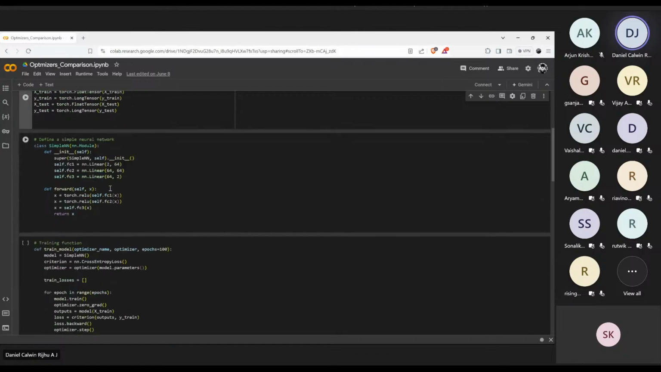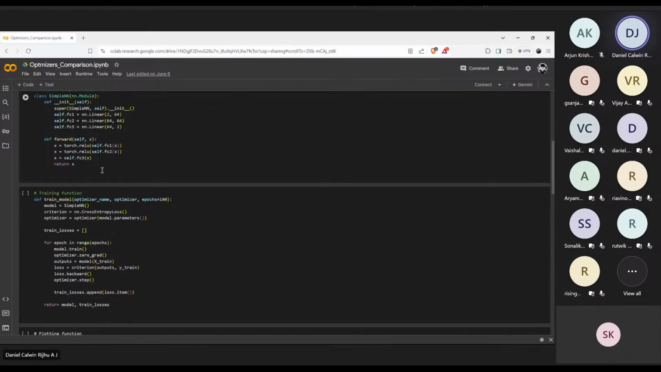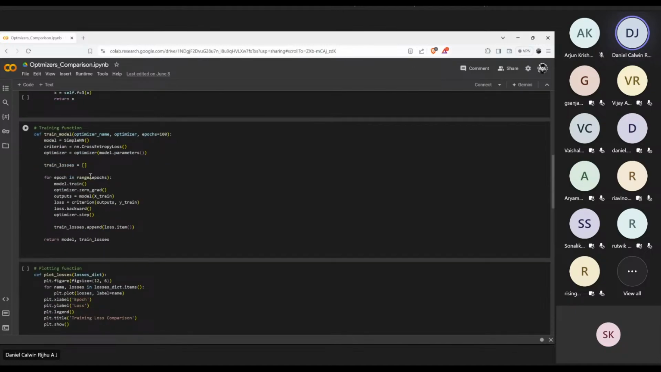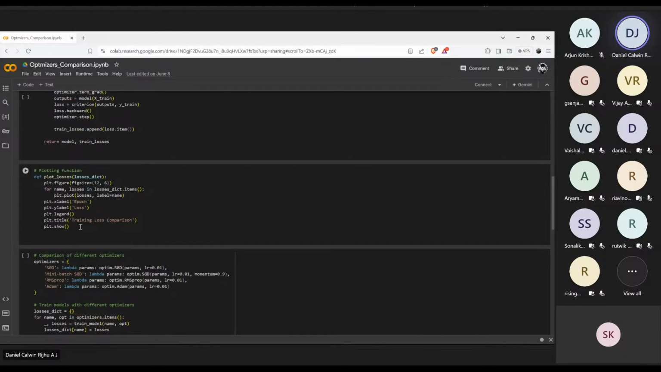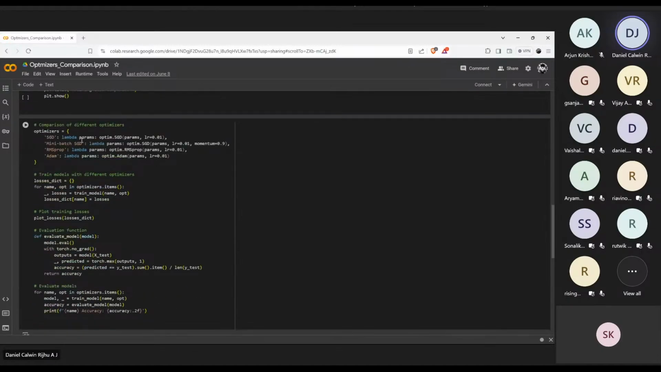After that, it's going to be just the construction of neural networks, which you guys will be covering in a short while. Now we are going to create a function for the training of our model. And after that, we are defining a function to plot our loss function. And now we are going to create a dictionary which consists of 4 of the different optimizers which we are going to compare, which are SGD, Minibatch, RMSprop, and Adam.